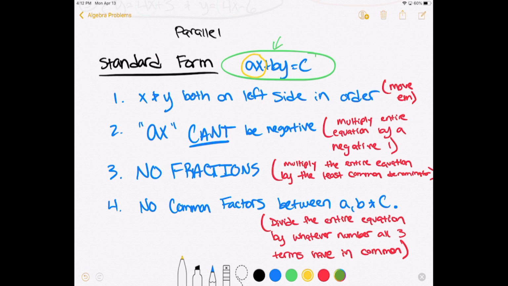The next part is no fractions. Okay, no fractions in the entire problem. Again, to fix that, we're going to multiply the entire equation by the least common denominator. And then the fourth stipulation is no factors. Okay, no common factors between A, B, and C. So the three numbers in our problem cannot have anything in common. All right, and we're going to show how to fix that here in a second.